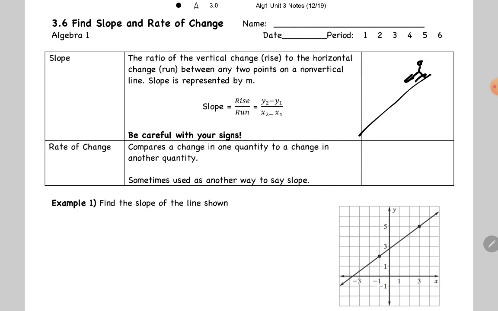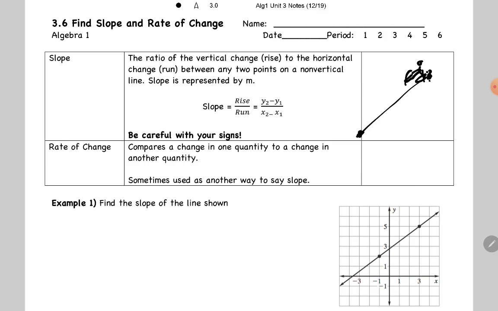I don't know how to draw skis. Yeah. But yeah, it's the same slope.